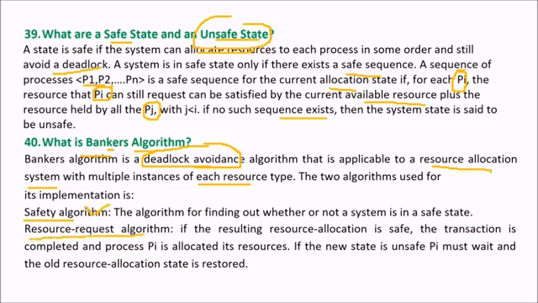The safety algorithm is the algorithm for finding whether a system is in a safe state or not. In the resource request algorithm, if the resulting resource allocation is in a safe state, the transaction is completed and process Pi is allocated its resources. This is the resource request algorithm. If the state is unsafe, the process Pi must wait, and the old resource allocation state is restored.